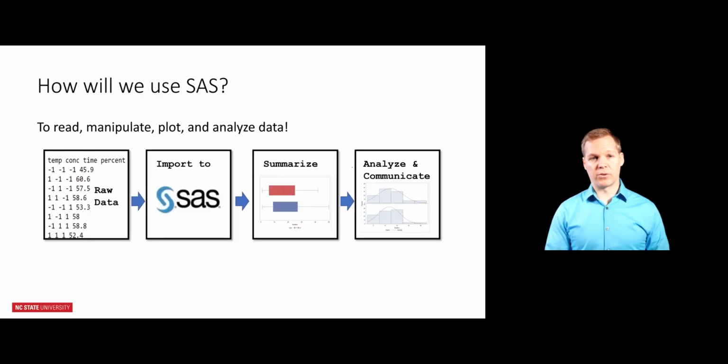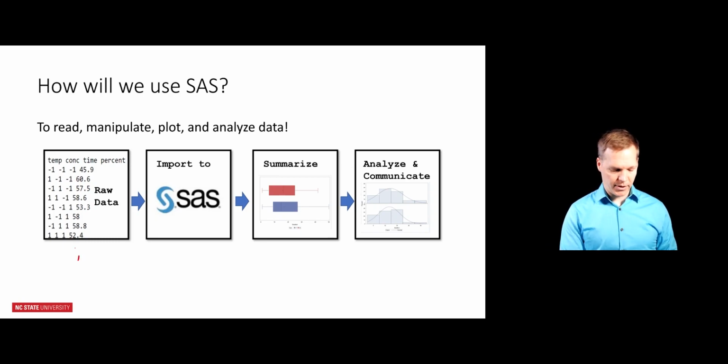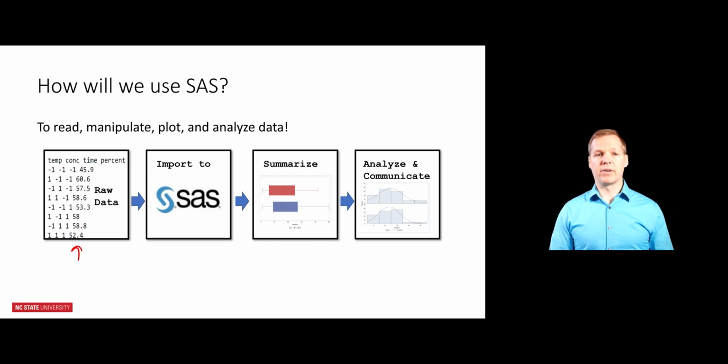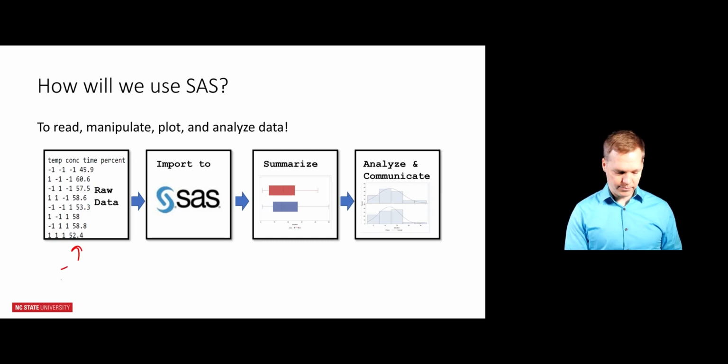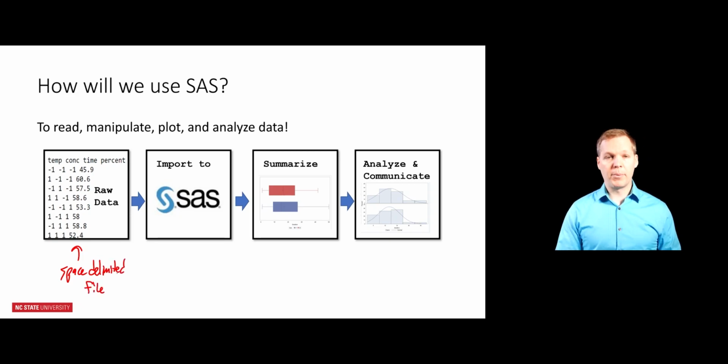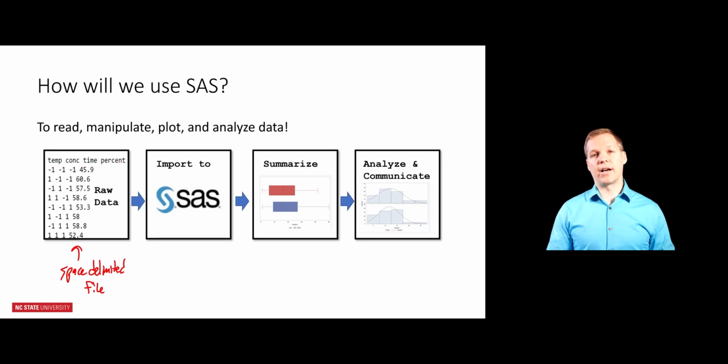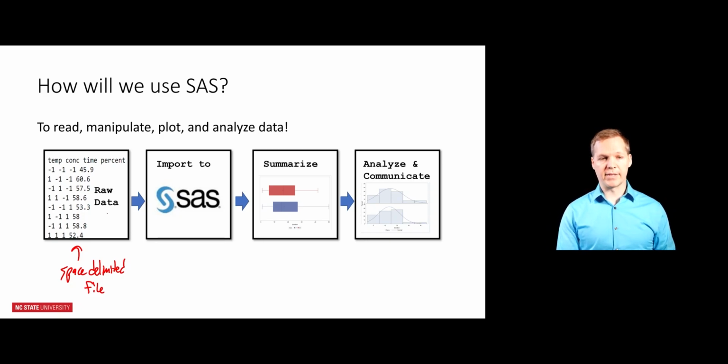How are we going to use SAS in this course? We're going to use SAS to take in raw data, which is something like you might see over here. This would be called a space delimited file. What we mean by raw data is it's just data that is not in our program, in our software yet. This is just some file that exists either on our computer or maybe on a server somewhere, and it has the data in it, but we are not able to analyze that data quite yet.